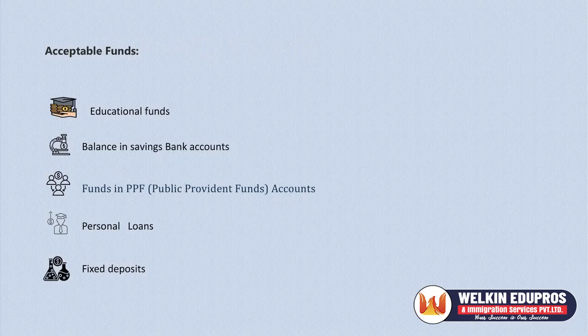Now we know who all can sponsor the students. Now moving on to what all type of funds are acceptable. The funds can be shown in the form of education loan. Funds can also be shown in the form of personal loans on parent name, balance in saving bank account, fixed deposits, and funds in PPF as well. So these all are the acceptable funds in which student can show this saving and availability of liquid funds.